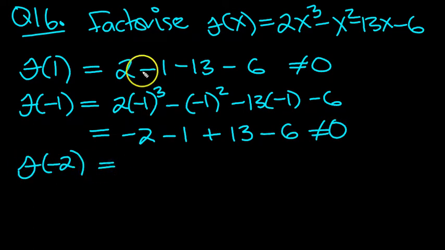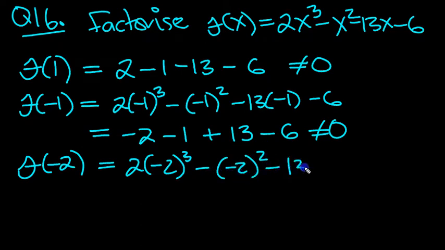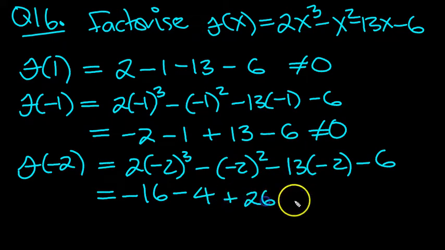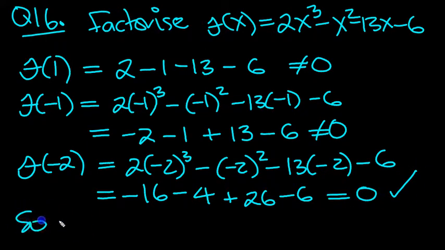So let's try f of minus 2 then. What do we get? 2 times minus 2 cubed, minus 2 squared, minus 13 times minus 2, and then a minus 6. So this is minus 8 times 2, minus 16. This is 4 with a minus in front, so minus 4. Minus 2 times minus 13 is plus 26, and then you've got a minus 6. So what have we got then? Minus 20, minus 26, plus 26. Yep, that equals 0. So x minus minus 2, so that's x plus 2 is a factor.